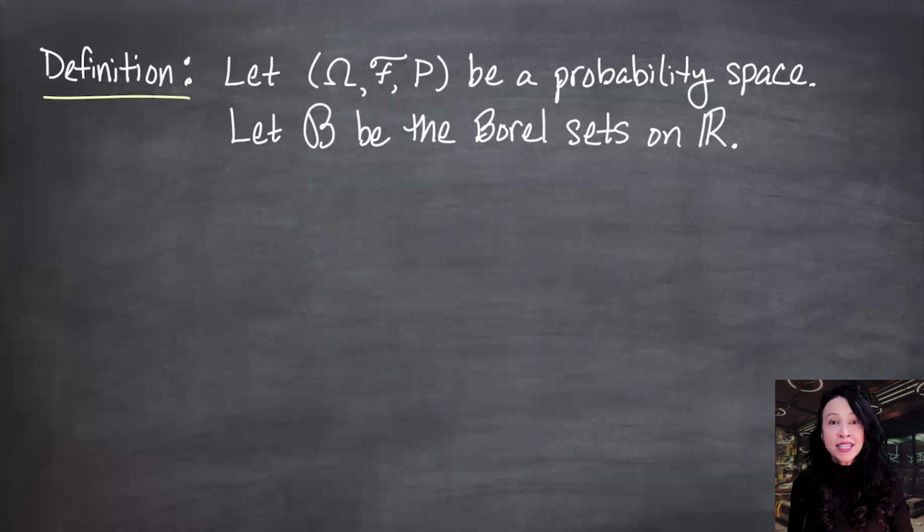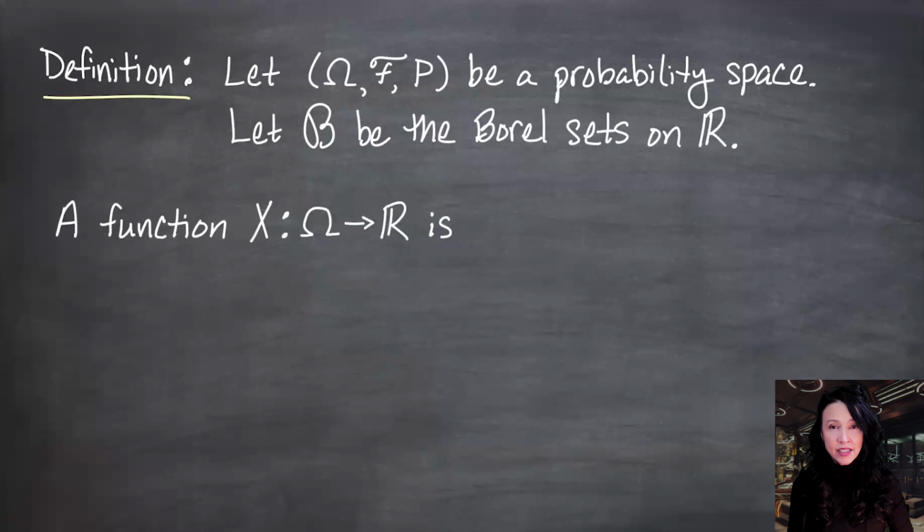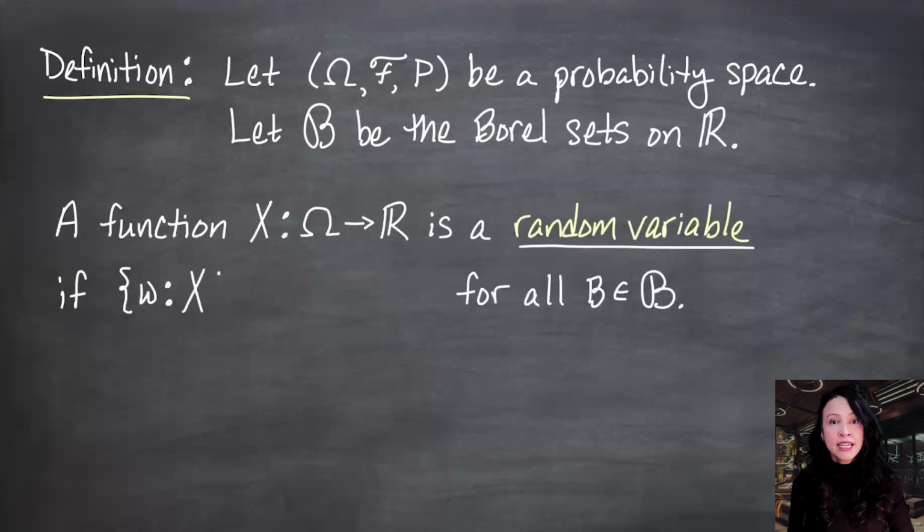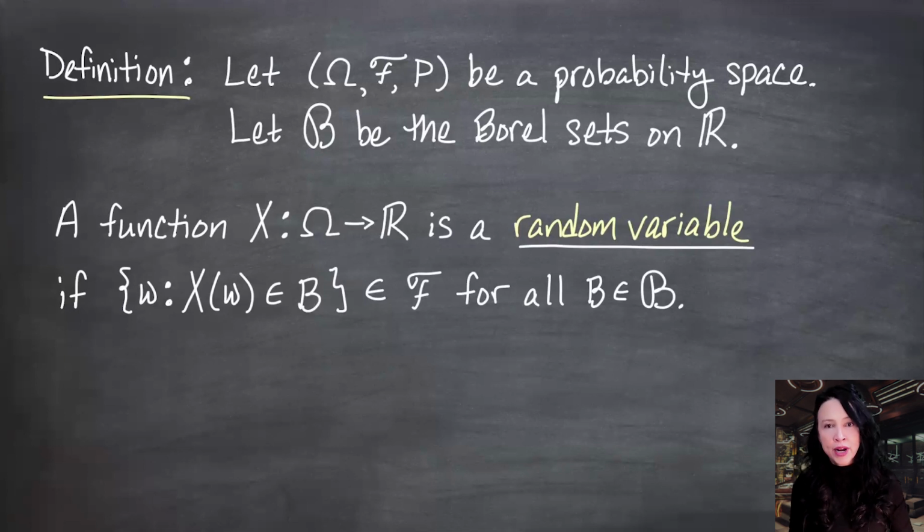We have a probability space. We have a space R with a Borel sigma field on it, and a function X from omega into R is a random variable if the set of omegas for which X of omega falls into a set B pulls back into a set in the sigma field F for any set B in the Borel sets.